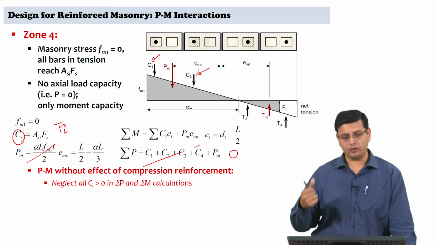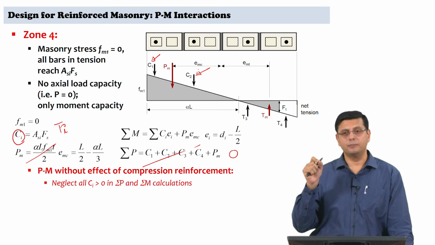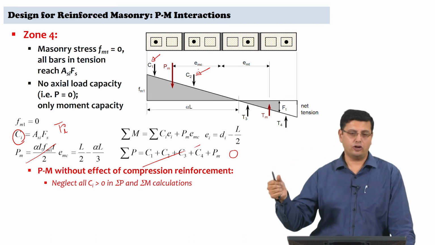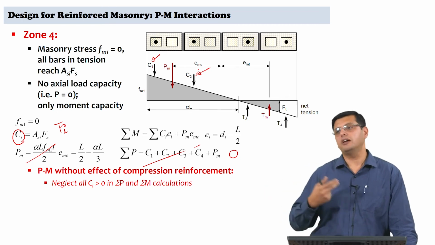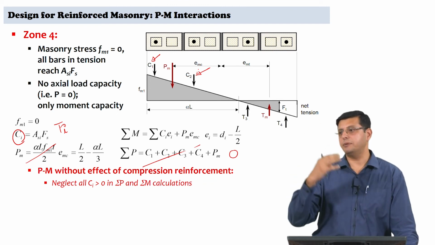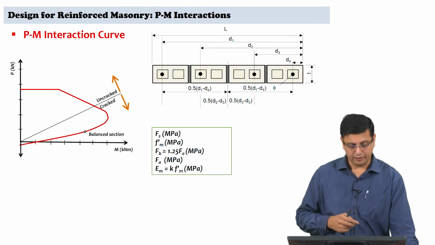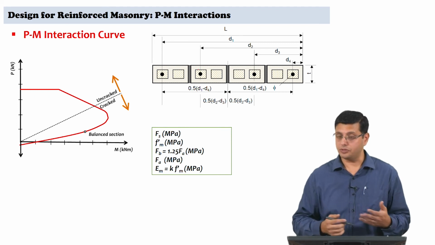So simple checks that you can do is, if you assume there is a finite permissible tensile stress that you want to consider for the masonry, how much does that contribute to the moment capacity? If you were to consider the compression reinforcement, how much is that going to contribute to the moment capacity? How do these PM interaction curves stack up? Okay. So you would get a PM interaction curve of that sort.